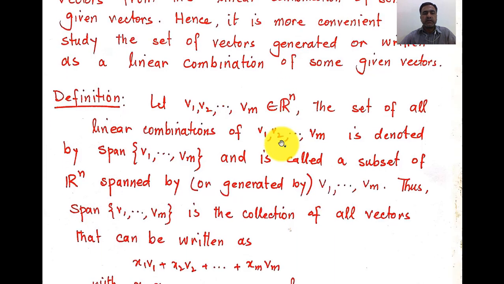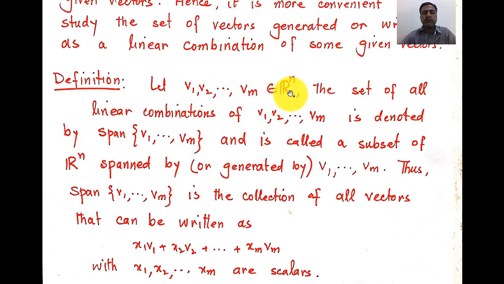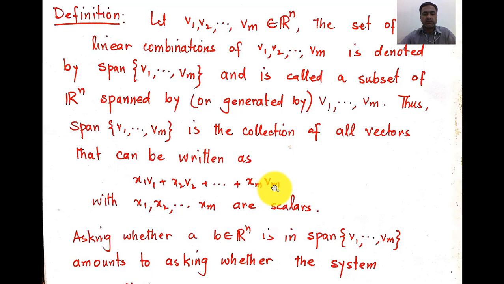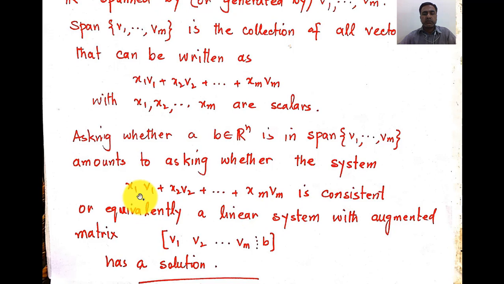So we have a general definition: let V1, V2 up to Vm be vectors in Rn. The set of all linear combinations of V1 up to Vm is denoted by span of V1 up to Vm, and is called the subset of Rn spanned by or generated by these vectors. Thus, the span of V1 up to Vm is the collection of all vectors that can be expressed as a linear combination of these given vectors, with x1 up to xm scalars. So asking whether a B vector is in the span of V1 up to Vm amounts to asking whether the system x1 V1 plus x2 V2 plus up to xm Vm equals B is consistent or not.